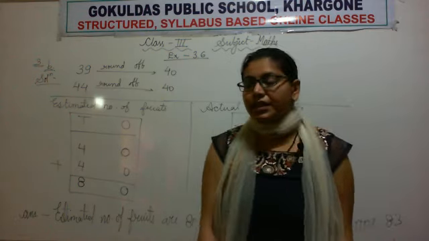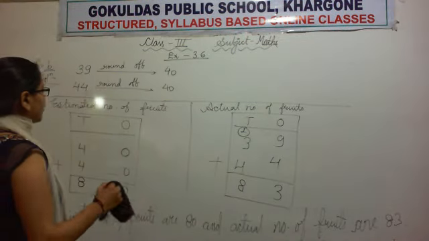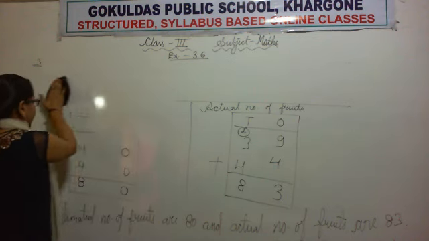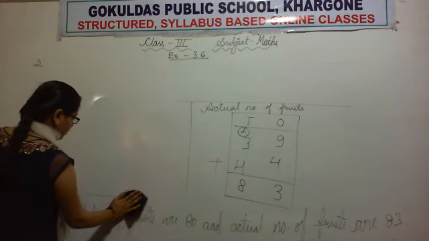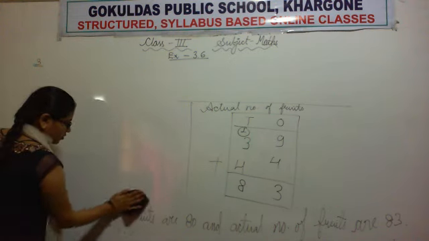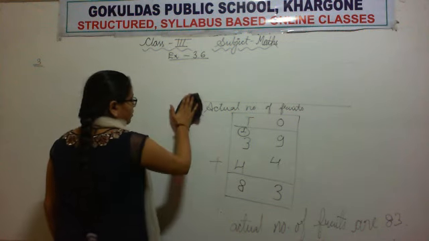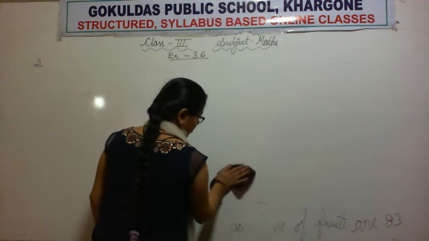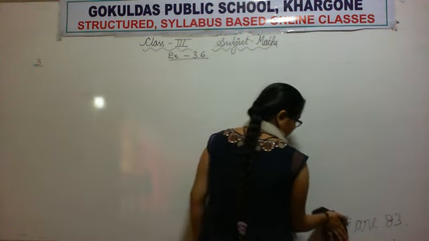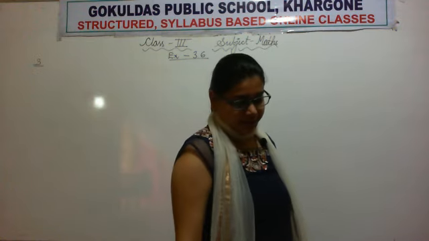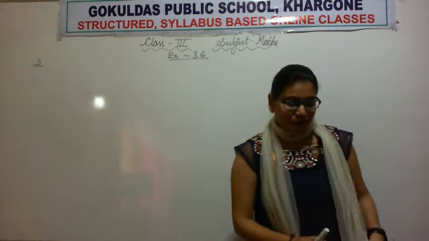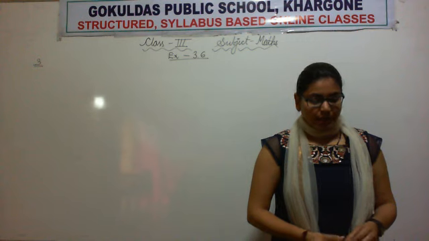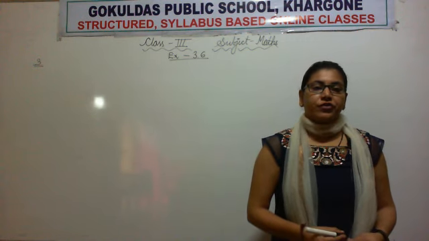So I hope, dear students, you all had noted down. Now moving towards part C, the last question of the same exercise. Read it, all of you. Yes, part C. The sum of Rohan and his father's age is 66 years. If Rohan is 18 years old, find the age of his father.